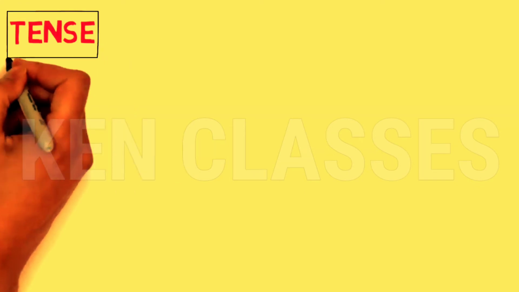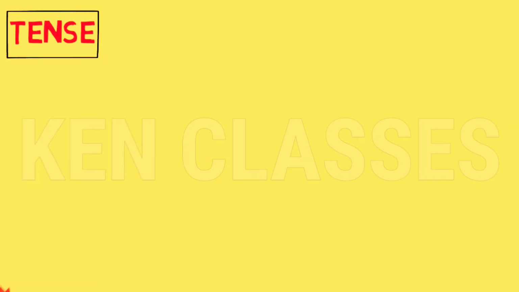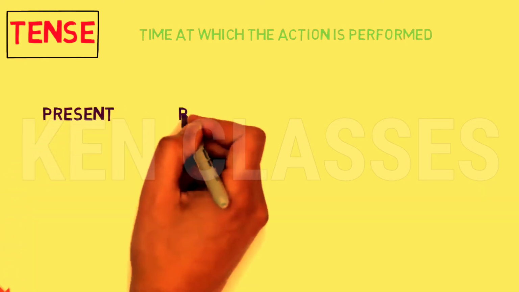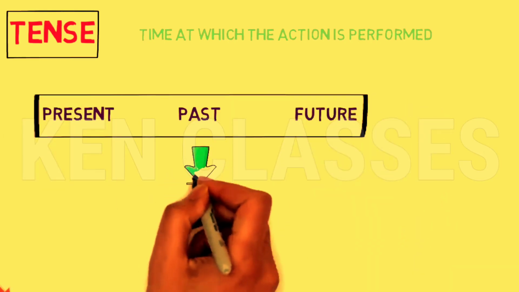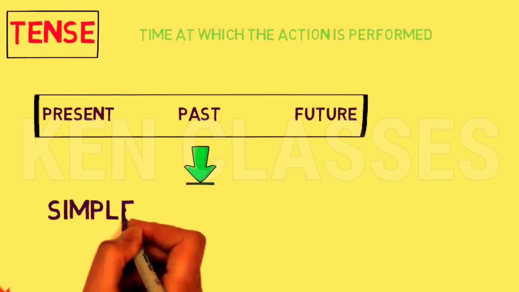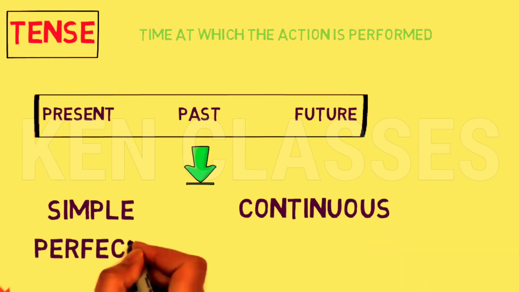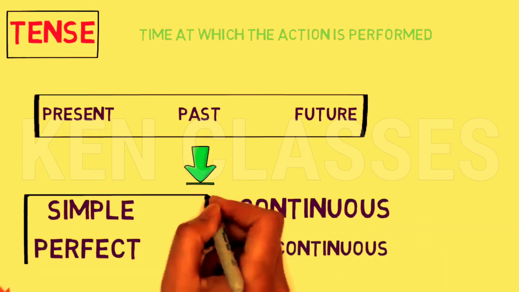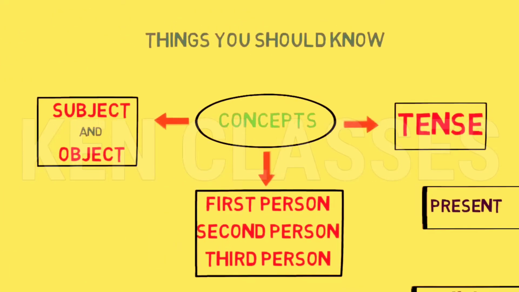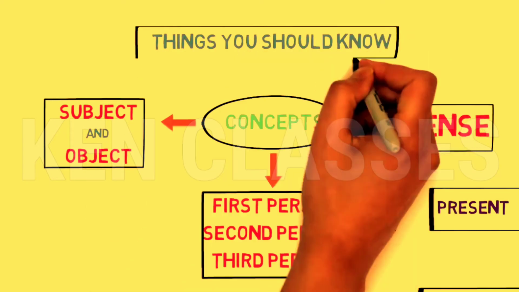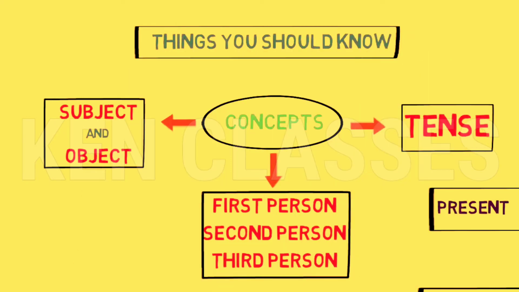Now, let's look into tenses. Tense denotes at which time the action is performed. Tenses are mainly divided into three types: present, past and future. And they are subdivided into four subtypes, which are simple, continuous, perfect and perfect continuous. So in total, there are 12 tenses. If you want to recall or learn tenses, I will provide the links in the description. So these are the three main things that you must know.